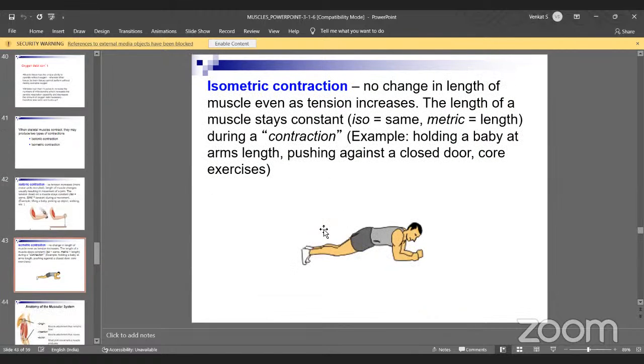Then this is isometric contraction. There is no change in the length of the muscle as tension increases. The length of the muscle stays constant. Iso means same, metric means length. Examples during the contraction: holding a baby at arm's length, pushing against a closed door, core exercises. This is called isometric contraction.